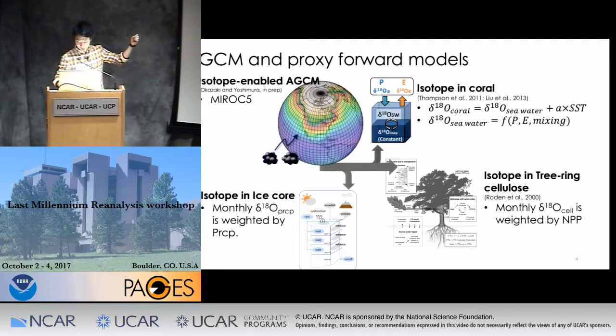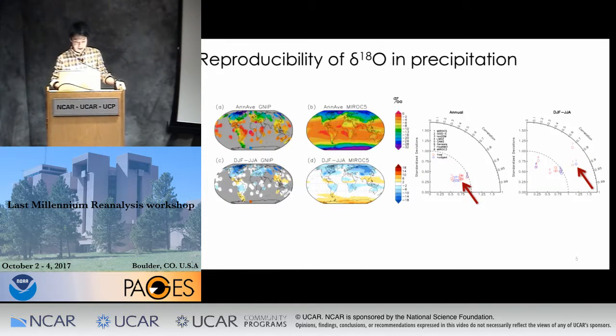For isotope ratio in tree cellulose, I use Roden's model. I'm using monthly data to calculate monthly isotope ratio in cellulose, and after that I averaged it to calculate the annual mean by weighting by NPP, net primary production. For isotope ratio in ice cores, I developed one model, but it was kind of garbage, and I decided not to use it. I simply average O18 in precipitation, weighting by precipitation amount.